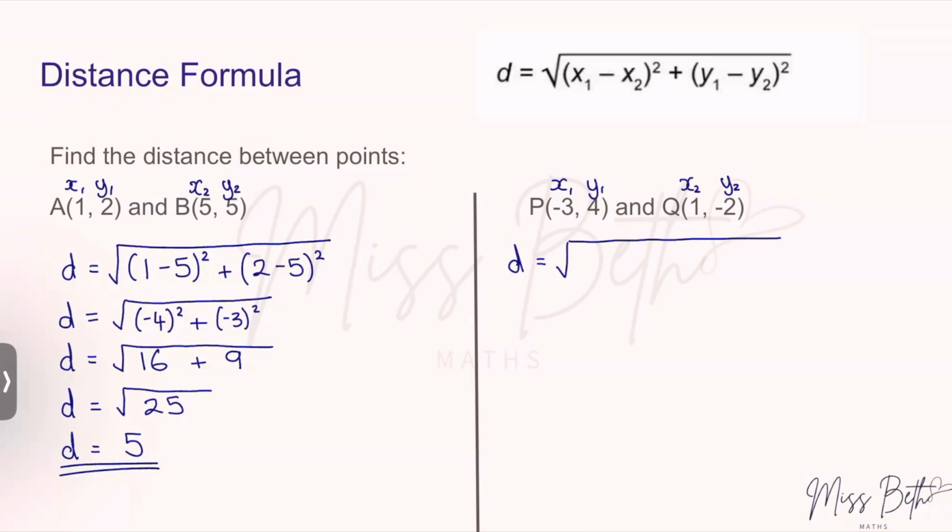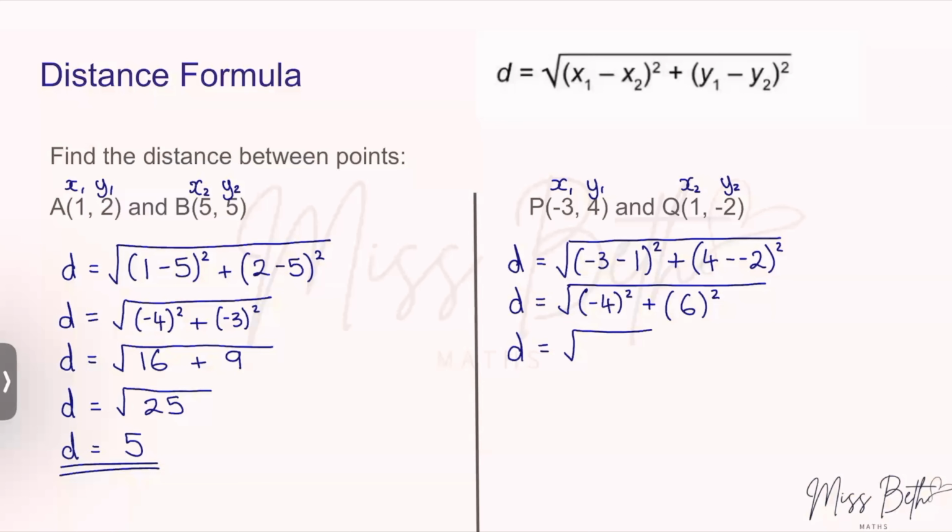All right, so we have x1, which is -3. We are subtracting x2, which is 1, and then we are squaring. You're then adding y1, which is 4 minus -2. So that's where you need to be careful, where you get those double negatives. And then we're going to square that. So next step of working, I would have the square root of -4 all squared plus 4 subtract -2 will give me 6, all squared.